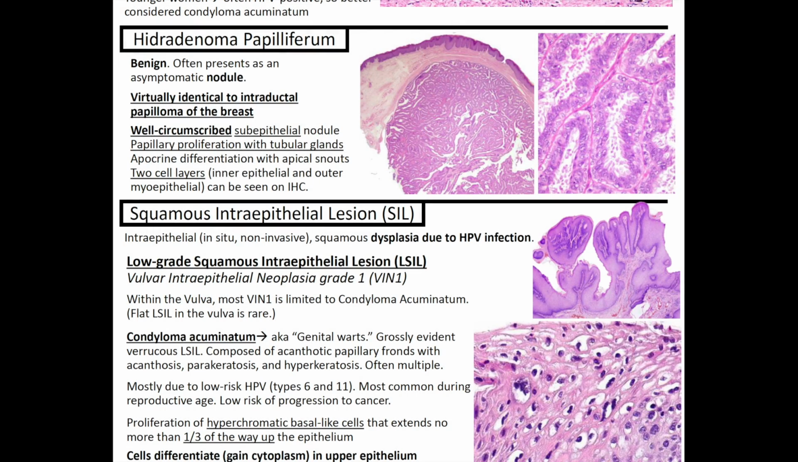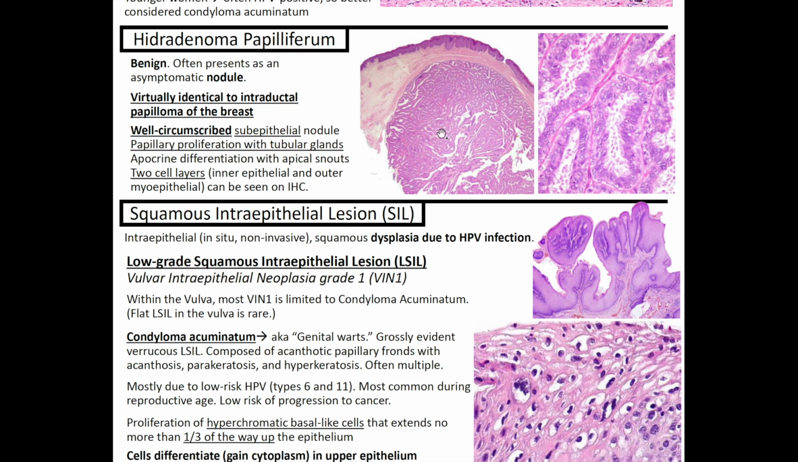All right, next up, a classic entity for the vulva is hidradenoma papilliferum. This is a benign entity, often presents as an asymptomatic nodule. It's virtually identical to intraductal papilloma of the breast. You'll have a well-circumscribed subepithelial nodule with papillary proliferation with tubular glands. You can have apocrine differentiation with apical snouts, and there's going to be 2 cell layers. So you have the inner epithelial and the outer myoepithelial layers, which can be seen on IHC.